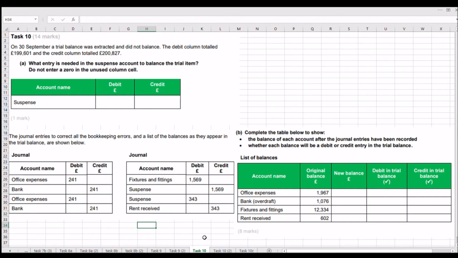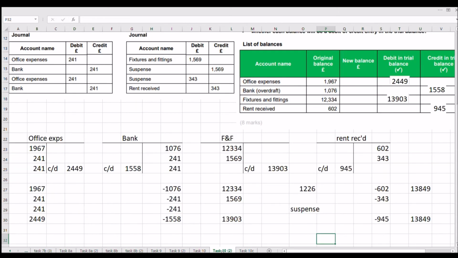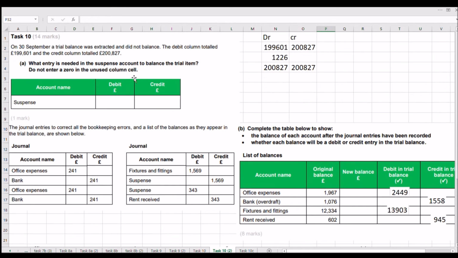Okay, so let's just do this question here. So in terms of the first bit there, we've got debits of 199,601 and credits of 200,827. So just put those into your notes there. In order to be able to balance this up, we need a debit balance then of 1226. So let's just put that in, shall we? $1226 in the debit balance there.